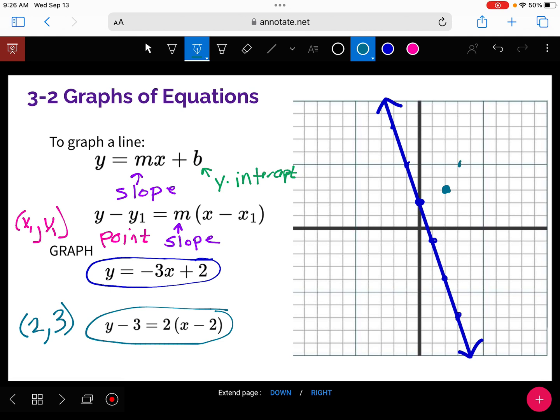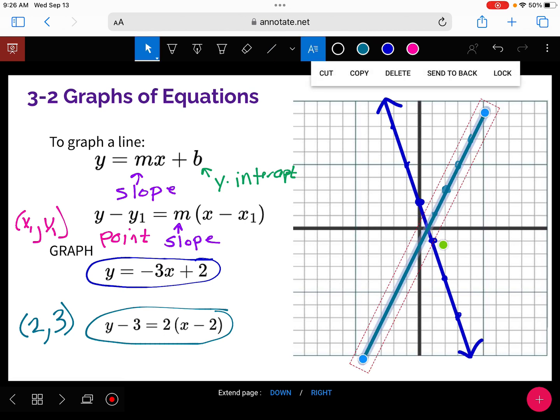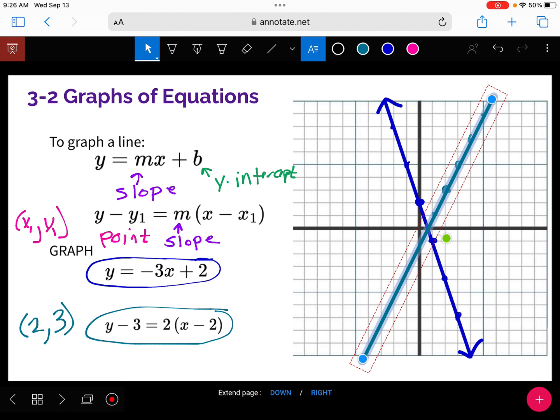Up 2, right 1. Up 2, right 1. Up 2, right 1. Or you could go down 2, left 1. I don't care which way you go. Just plot points. The more points you plot, the easier it is to connect them up. If you only do 2 points, especially when your slope is really close together, like a slope of 1 or around 2, it's really hard to get that ruler straight off of 2 points. The more points you have, the easier it is to plot them.